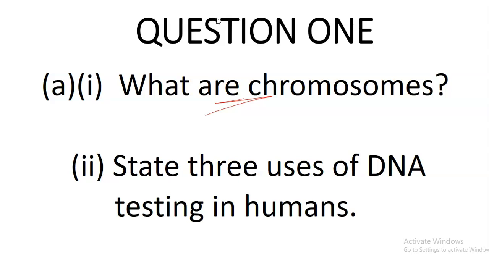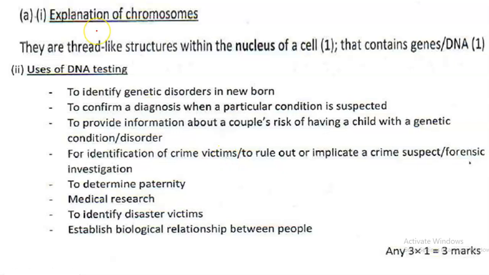This is Integrated Science Paper 2. Let's begin. Question 1. A. What are chromosomes? And then II. State 3 uses of DNA testing in humans. So let's look at the suggested solution.